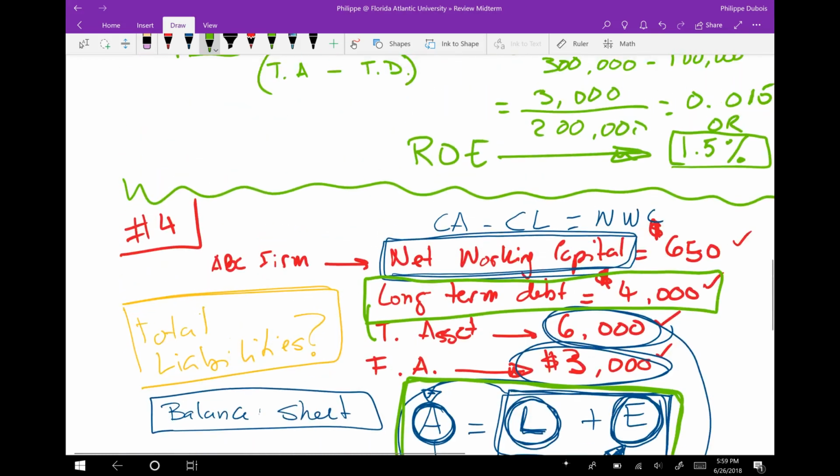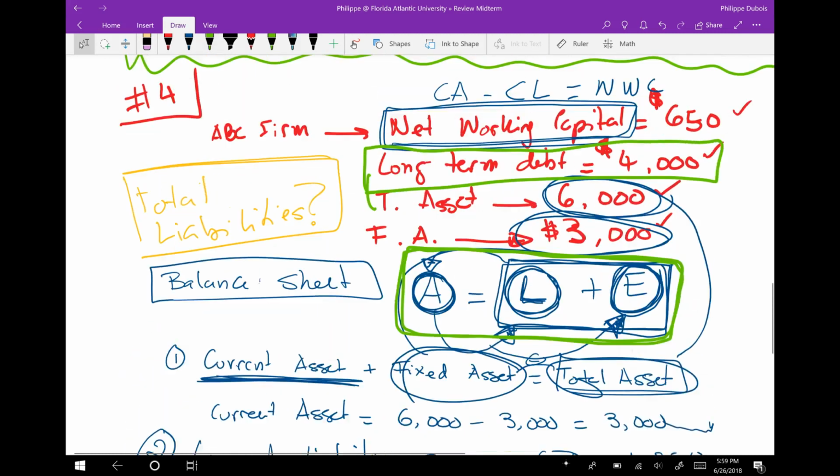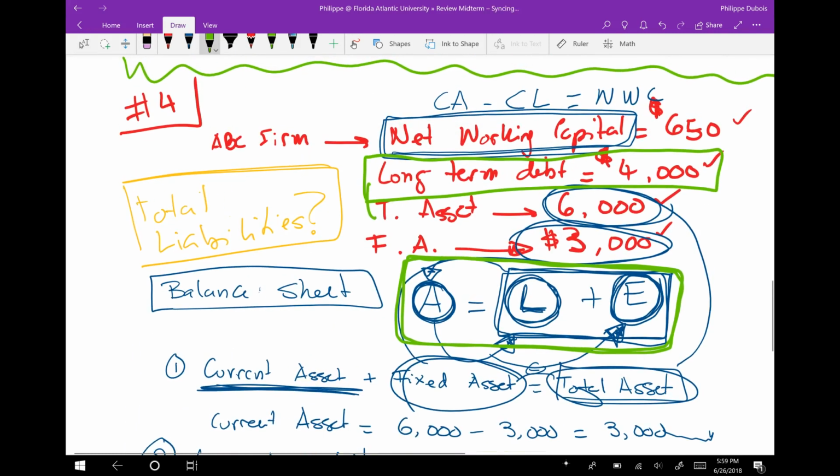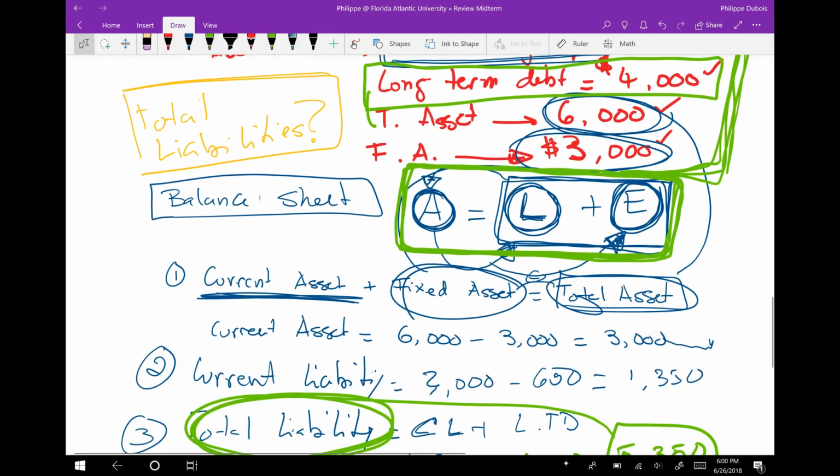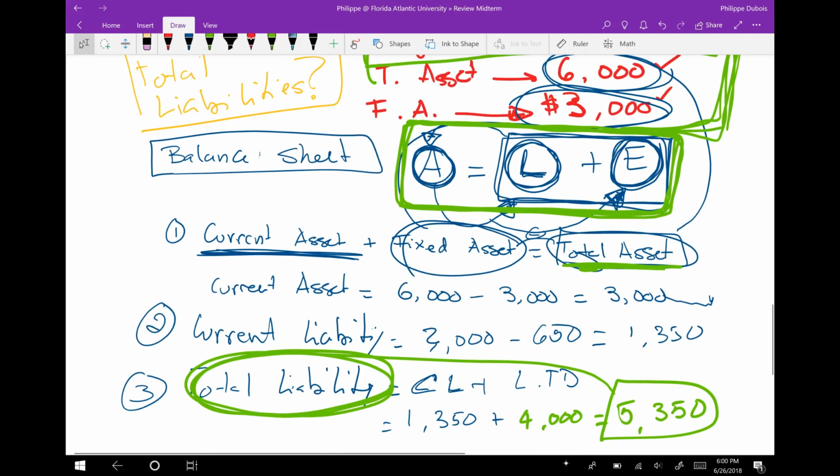Okay, so this is a straightforward example where you're given some information from the balance sheet, and by applying the balance sheet identity, asset equals liability plus equity, you're able to calculate and make sure that your balance sheet balances. Current asset plus fixed asset equals total asset. Current liability plus long-term debt equals total liability. Then you can calculate the numbers missing in between in order to complete your equation.